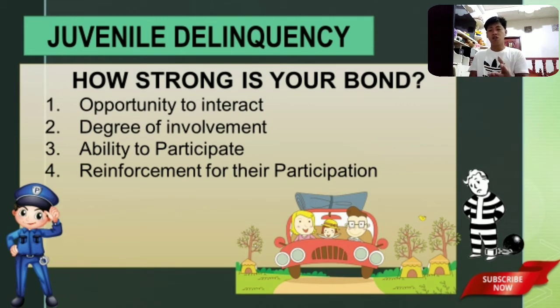So it means that if a child doesn't have much opportunity to interact with his parent, mas humihina yung kanyang bond, yung kanyang family ties, yung kanyang bond sa kanyang mga parents. So that's number one, opportunity to interact. Juveniles must be given the opportunity to interact with their parents. Again, next, degree of involvement with regards to family activities.